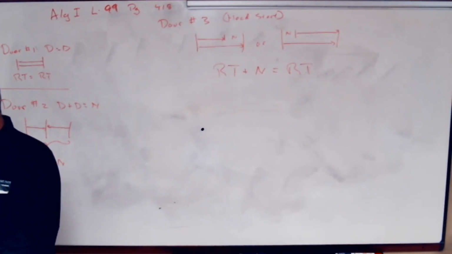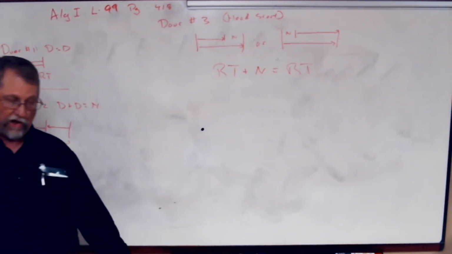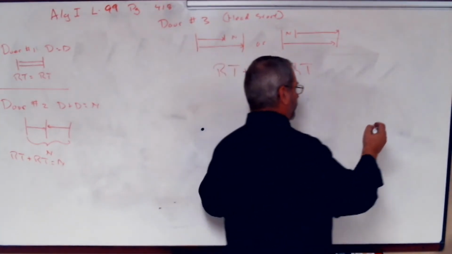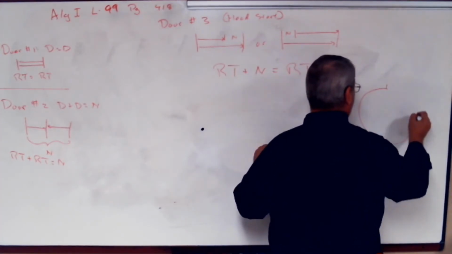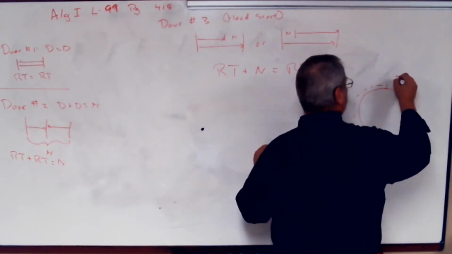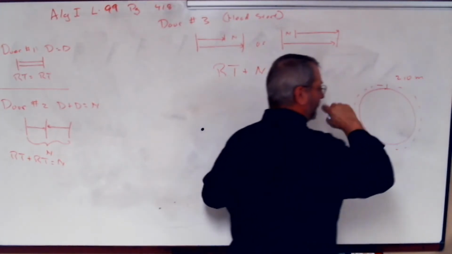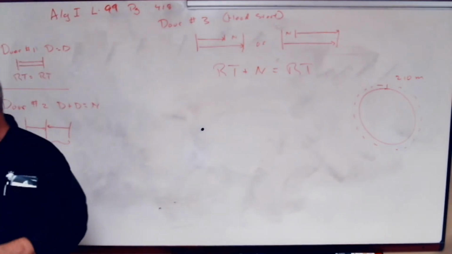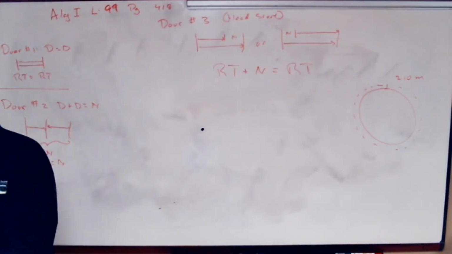Jog around a circular track that is 210 meters long. From here to here is 210 meters. They're jogging around a circular track. Jeanette's rate is 230 meters per minute, while Harry's rate is only 200 meters per minute. How many minutes will it take for Jeanette to be a full lap ahead?